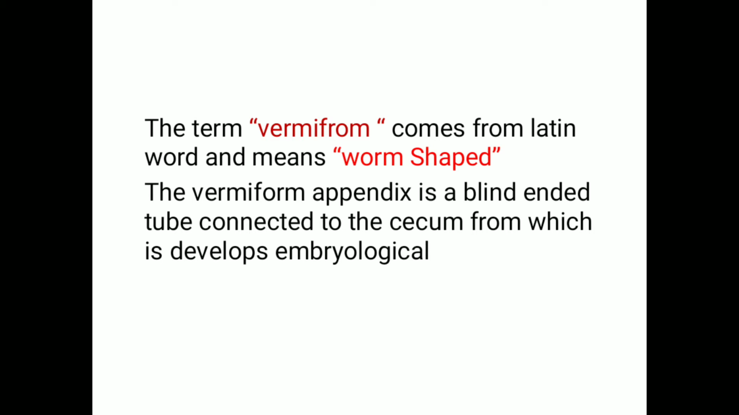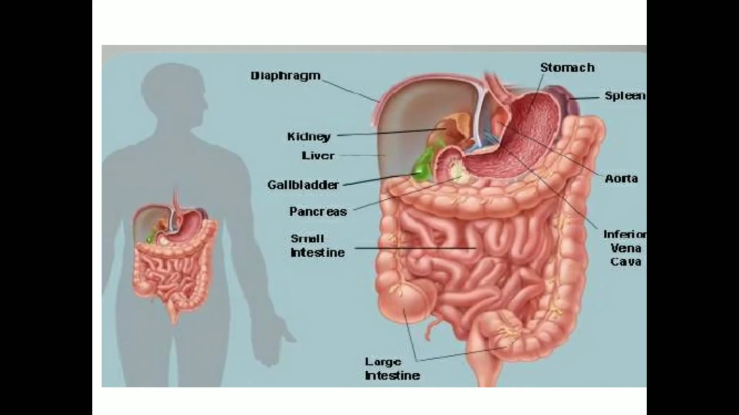The vermiform appendix is a blind-ended tube connected to the cecum, from which it develops embryologically. So embryologically, the cecum and appendix both have the same origin. If you look here, this is the part I'm talking about. Can you see the cecum here? You can see the small worm-like part. That worm-like part is called the vermiform appendix.